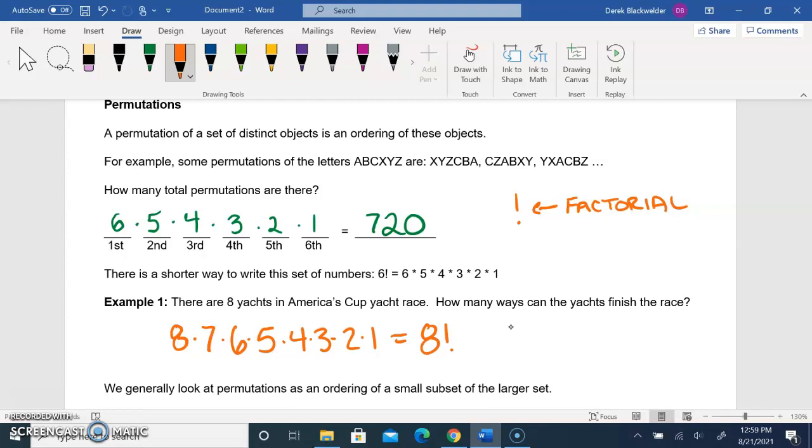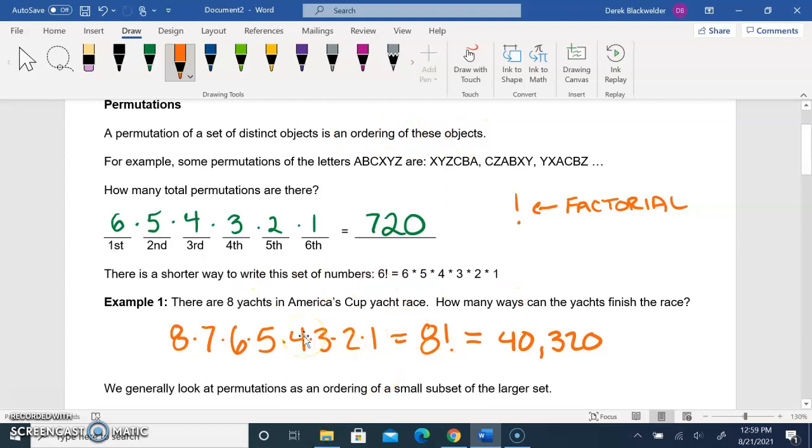And if you go to Desmos or your graphing calculator, both of them have the factorial option. So there are 40,320 ways that those 8 boats can finish that race. And this is where we talk about up here. It says the order matters. So the order matters in the way that they finish the race.